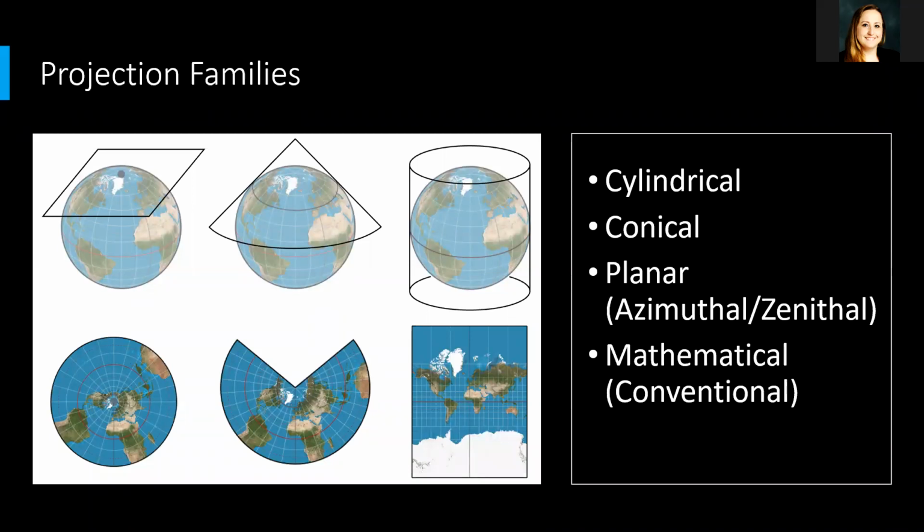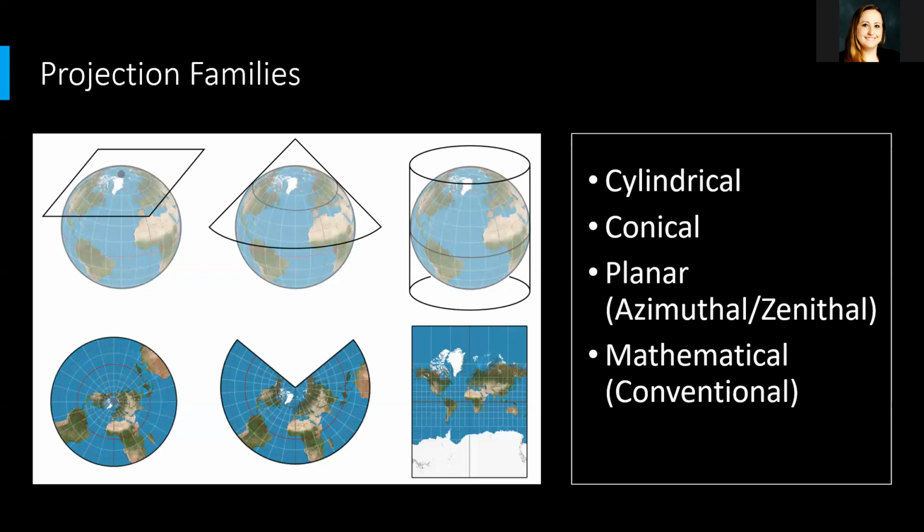The three primary map projection families are cylindrical, conical, and planar. Planar projections are also sometimes referred to as azimuthal or zenithal. Each of these families are based on the surface that the globe is projected onto, with the exception of the mathematical or conventional projection. Cylindrical projections are projected onto cylinders. Conical projections are projected onto cones, and planar projections are projected onto a flat plane. Mathematical or conventional projections are created with a formula that minimizes distortion.